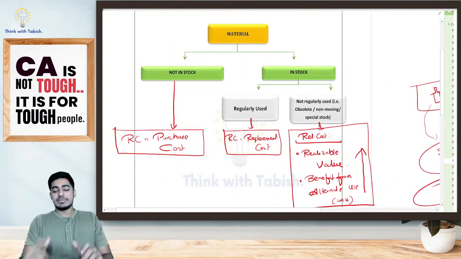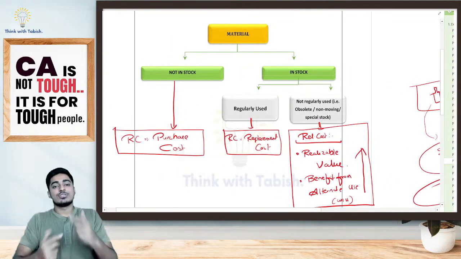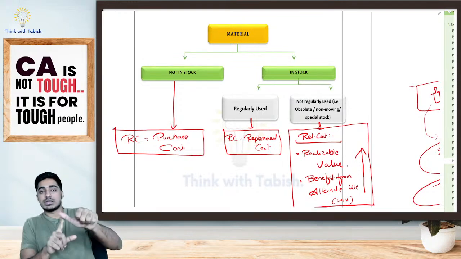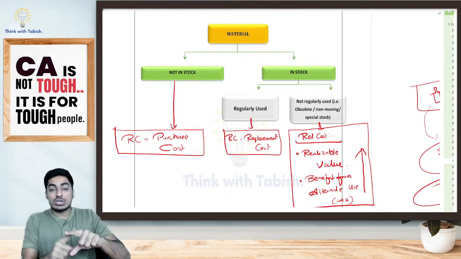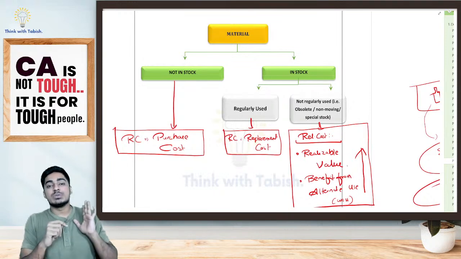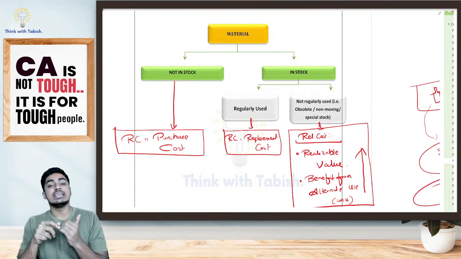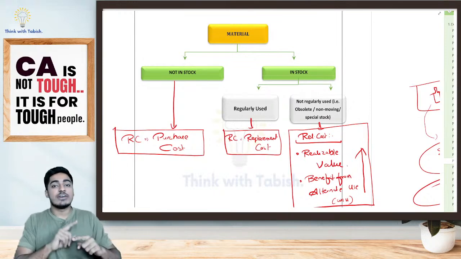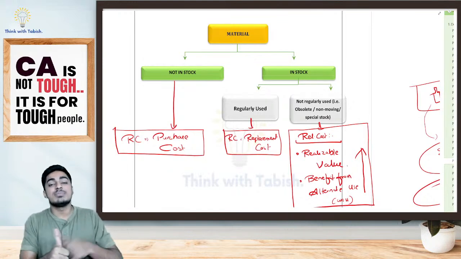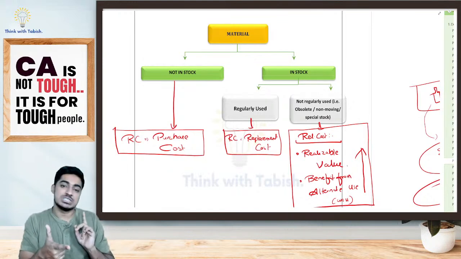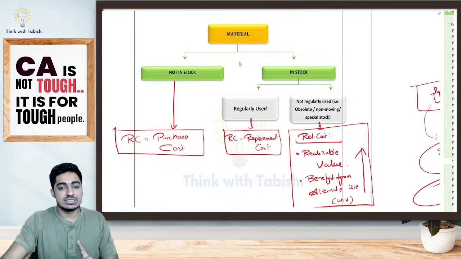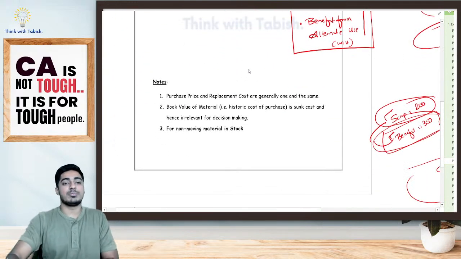One final time, just reminding you of the points. Material not in stock: purchase cost. Raw material is in stock and it is regularly used: it is the replacement cost. We need to replace it. Raw material is in stock, not regularly used: I would have sold it off as scrap. So it is the realizable value or benefit from alternate use, whichever is higher. Is it clear, students? Now let us have a look at a few additional points here.